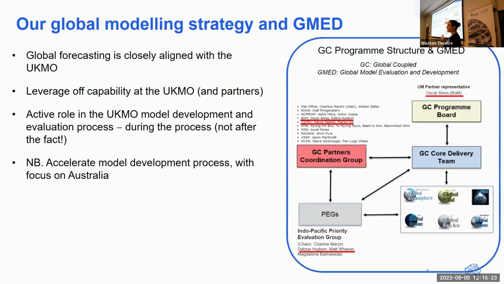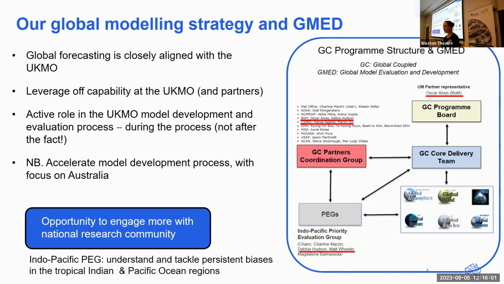So this just shows the governance structure associated with Met Office and partners for GC, so that's Global Coupled Modelling, and GMED, which is the Global Model Evaluation and Development. And we actually have Australian representation in that structure. So Oscar Elves is a partner representative on board. Oscar, myself, Harun and Martin are on the partner coordination group. And then the Met Office also run what are called PEGs, process evaluation groups. And one of the PEGs that we co-lead and is important to us is called the Indo-Pacific Priority Evaluation Group.